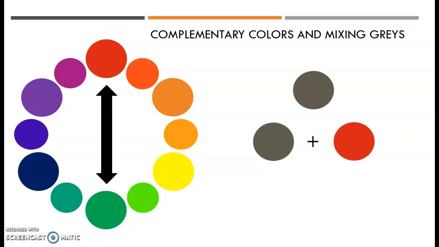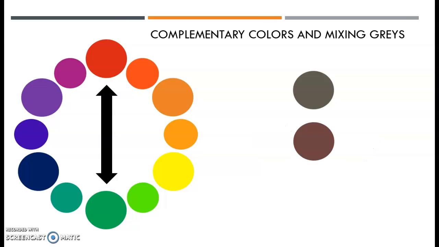Now, if we take a little bit of our red and mix it with our gray tone, we get a more reddish gray. Same thing if we do the same for our green tone. These are both called tones. It's when we take a gray color or any color and add a little bit of another color to it.